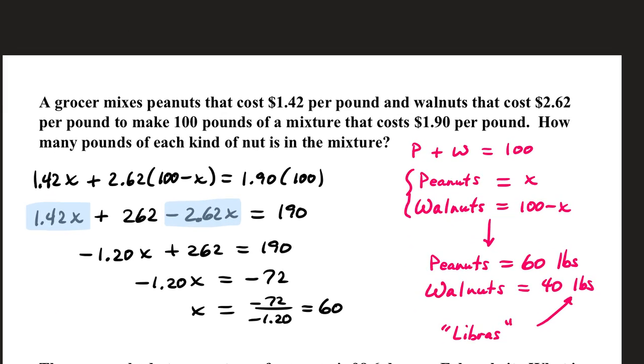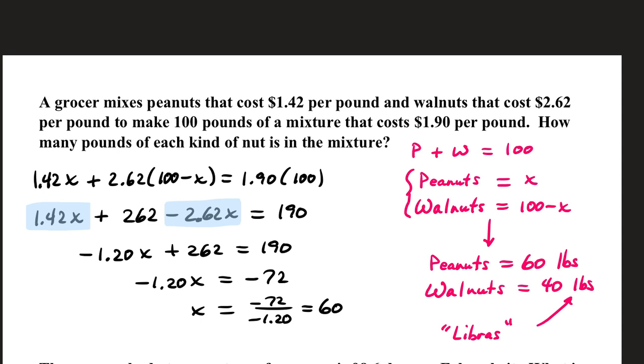A grocer mixes peanuts that cost $1.42 per pound and walnuts that cost $2.62 per pound to make 100 pounds of a mixture that costs $1.90 per pound. How many pounds of each kind of nut is in the mixture? Okay, so peanuts and walnuts make up 100 pounds in the mixture. We don't know how many pounds of peanuts are used, but whatever that amount is, the walnuts will make up the difference between that and 100.